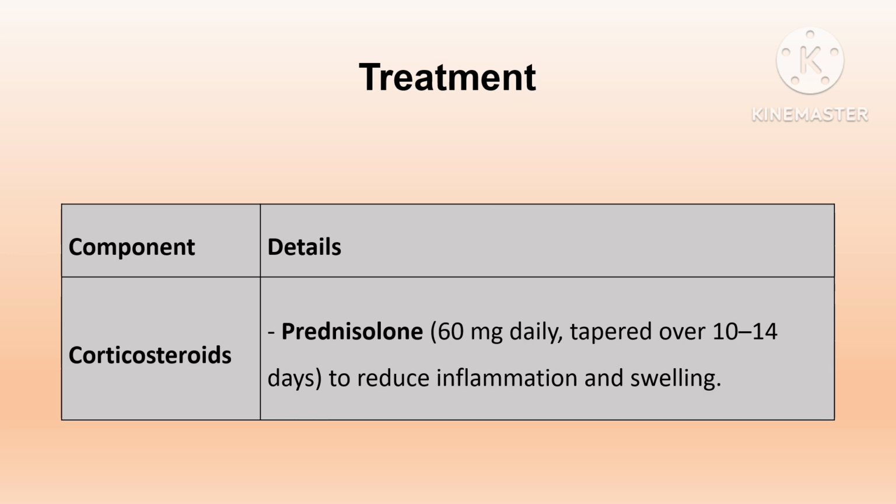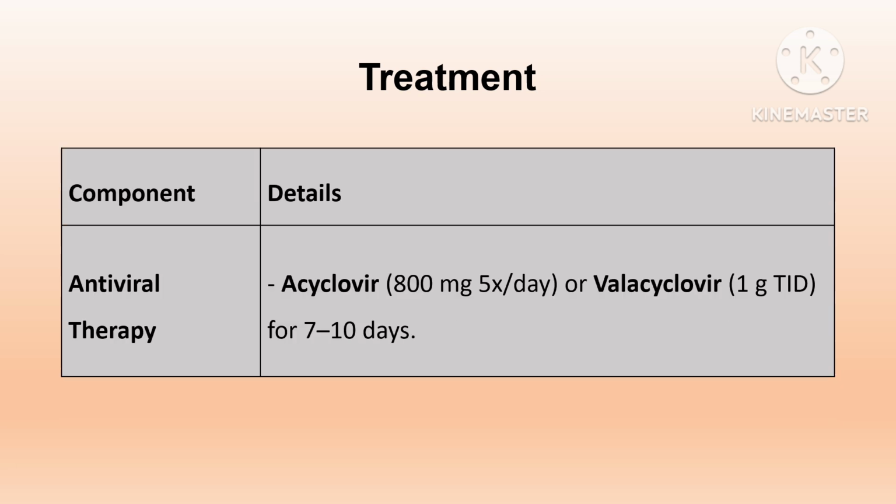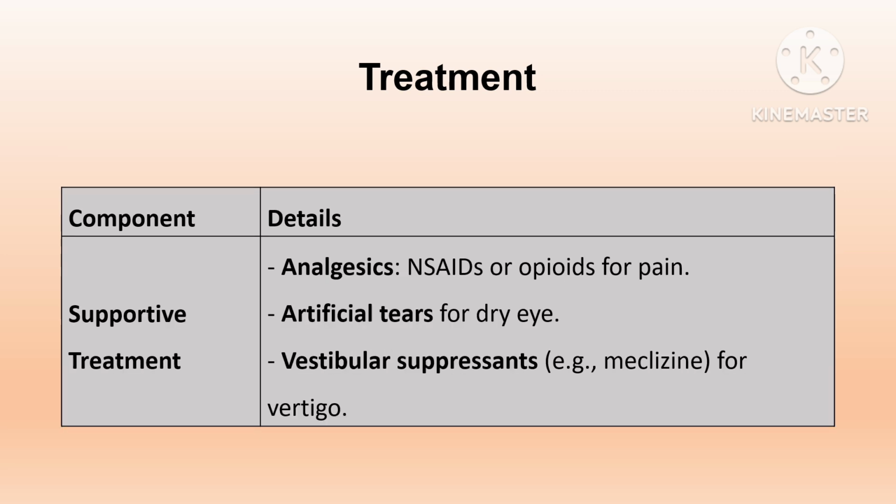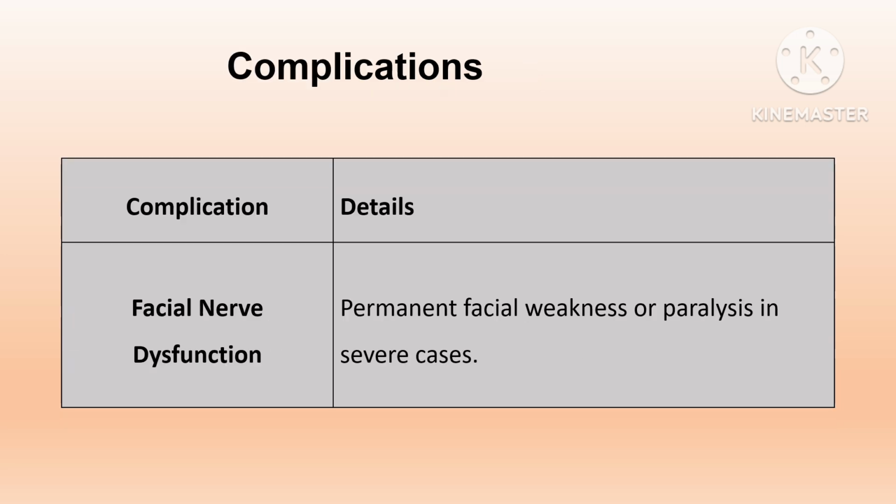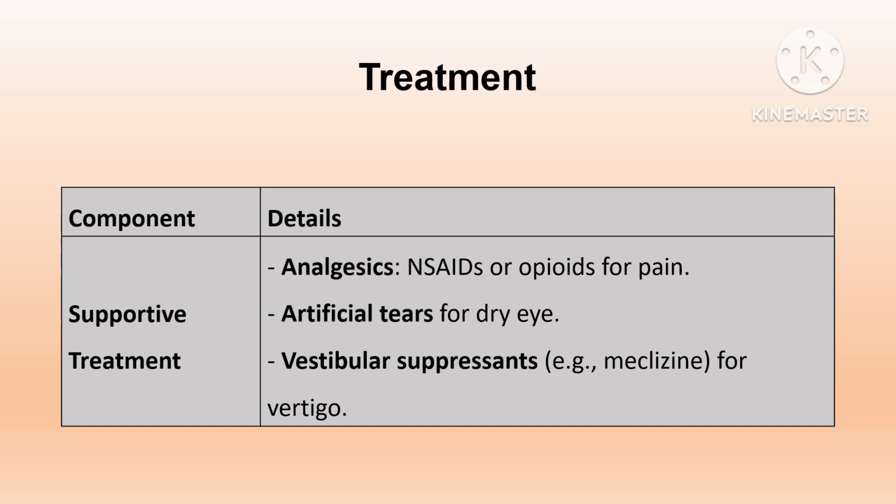Treatment for Ramsay Hunt syndrome focuses on antiviral therapy and corticosteroids. Antiviral drugs like acyclovir help to control the viral infection, while corticosteroids like prednisolone reduce the inflammation. Supportive care is also vital. This includes the management of artificial tears for dry eyes and medications to relieve vertigo. Timely treatment, ideally within 72 hours of symptom onset, can significantly improve the outcomes.